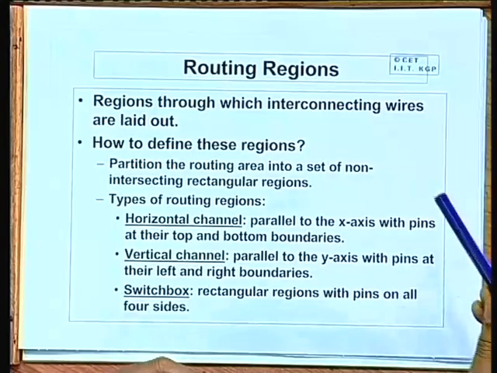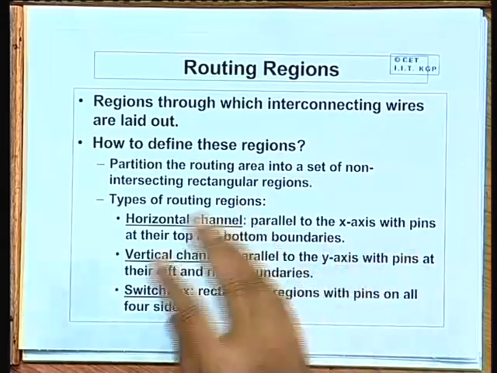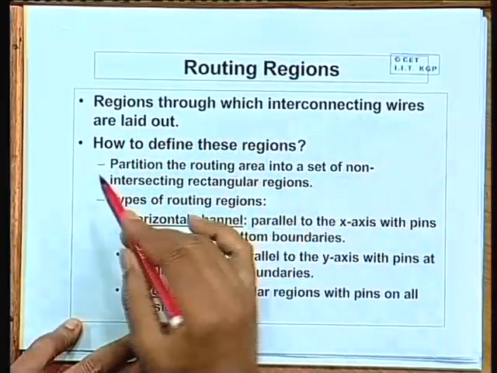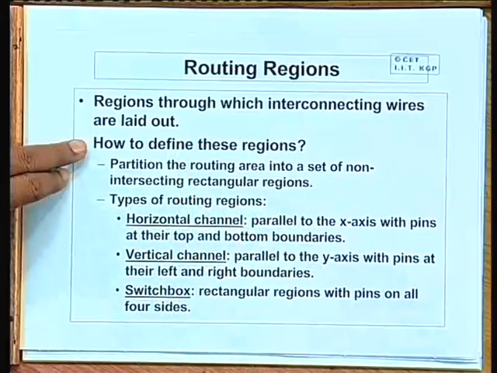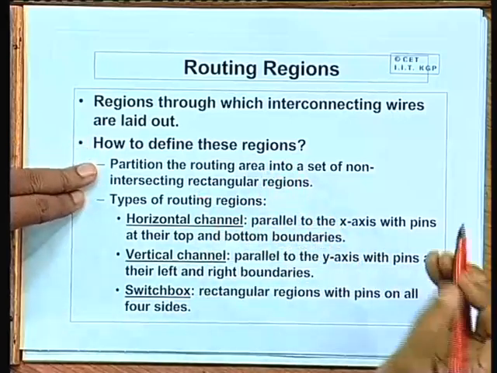Okay. So, first let us talk about the so called routing regions. I just mentioned the routing regions are the areas which are left between the blocks during placement. They are the regions through which the interconnection wires have to be passed. Now, the problem is how do we define these regions? Well, it is not difficult.